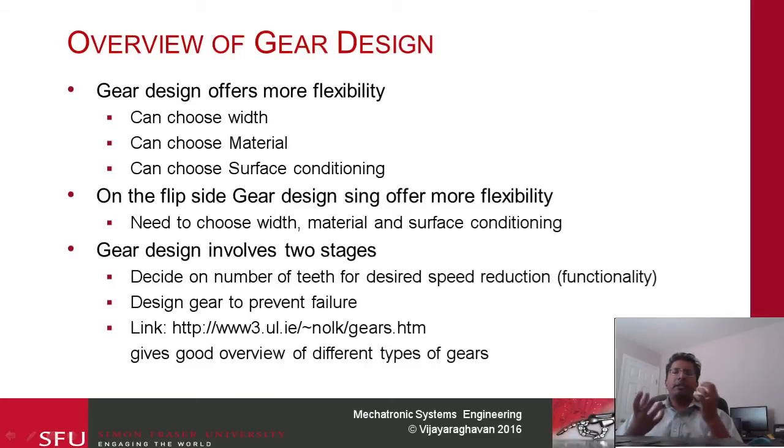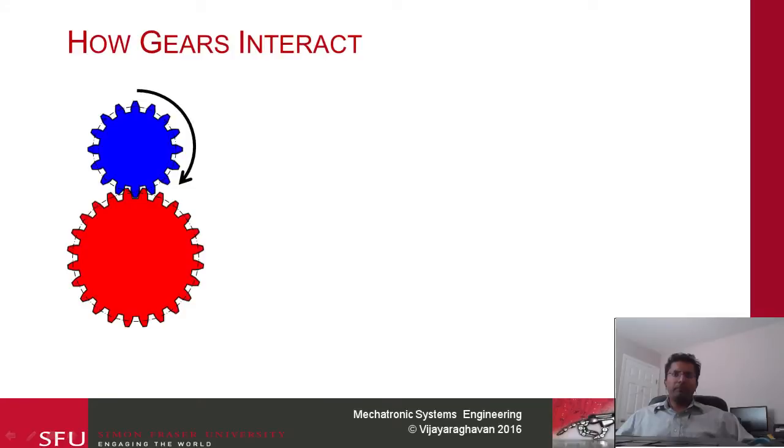The next step is you want to transmit some amount of power. Based on that, there are going to be loads involved, and based on the load, you would want to prevent the gear from failing. So that is the main step that you're going to be focusing on now. The link over here, the UI.ie, actually provides a good overview of different kinds of gears. If you haven't seen it, you can take a look at it. So that's a good link.